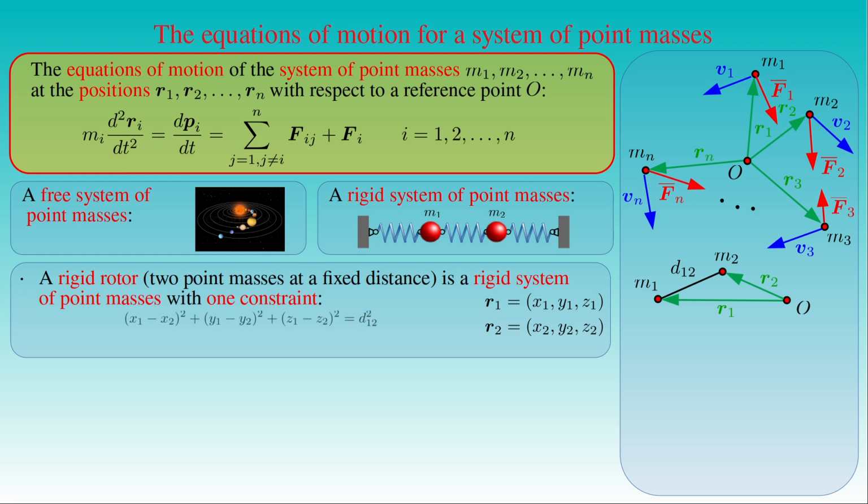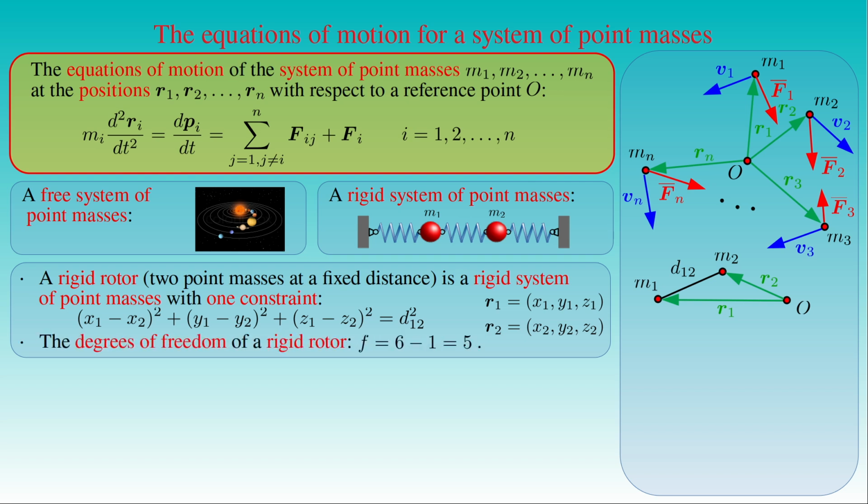That is, the sum of the squares of the differences between the Cartesian coordinates of the position vectors of the point masses is equal to the square of the distance d sub 1-2 between the point masses m1 and m2. The degrees of freedom F for the motion of 2 point masses is 2 times the number of coordinates describing their instantaneous positions, that is F equals 6. The one constraint imposed on the motion of the rigid rotor reduces its degrees of freedom to 5.